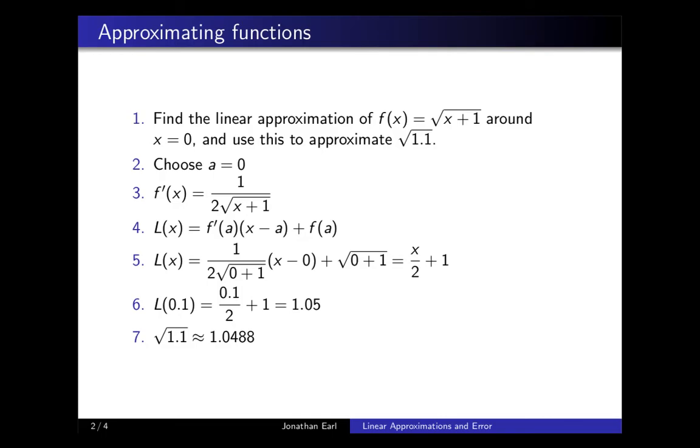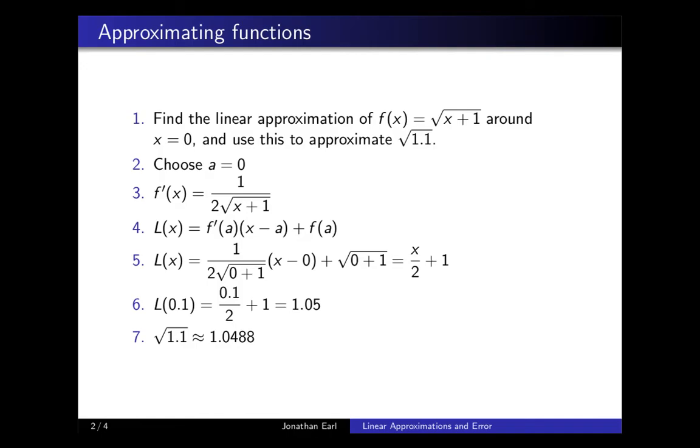So from our chain rule, we get that the derivative for the square root of x plus 1 is 1 over 2 square root of x plus 1. We'll then start setting up our tangent line equation. So L of x equals f prime of a times x minus a plus f of a. Evaluate our derivative at 0, evaluate our function at 0. We get 1 over 2 times x minus 0 plus the square root of 1. So we get that our tangent line to the square root of x plus 1 at 0 is going to be x over 2 plus 1.